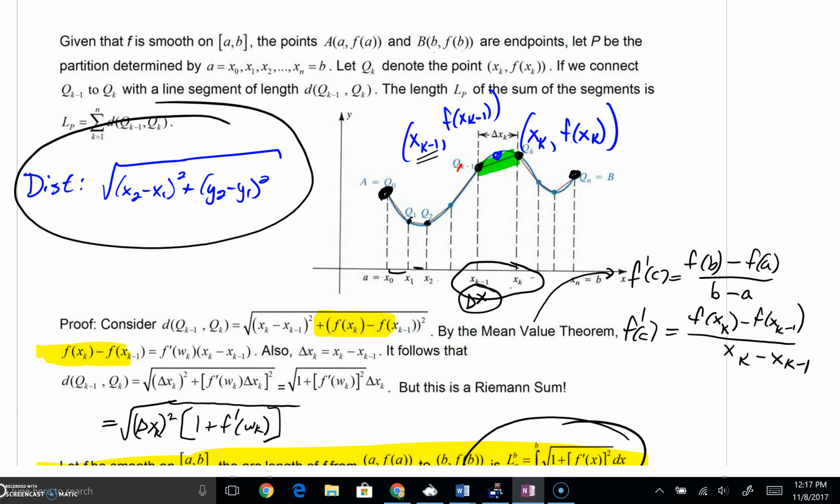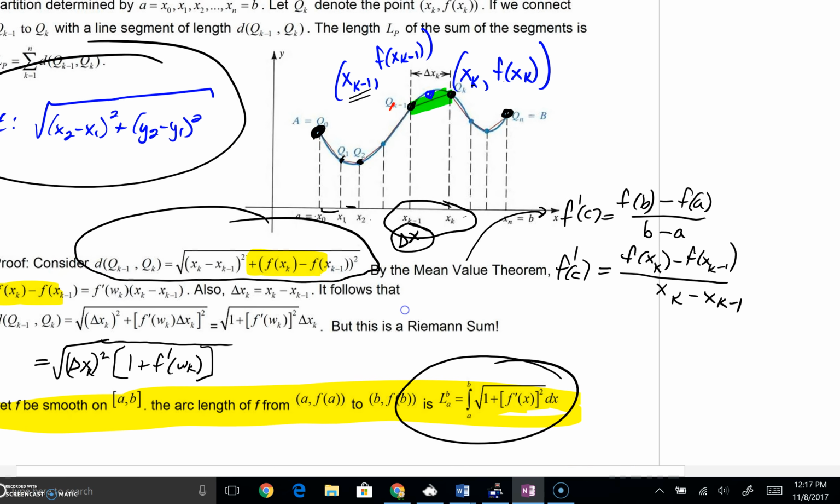So what we can do real quickly is work out that distance formula right here. So we'd have x2 minus x1, we'd have x sub k minus x sub k minus 1, and square that. We'd have f of x sub k minus f of x sub k minus 1, and we'd square that. Now right now that can seem rather obscure.